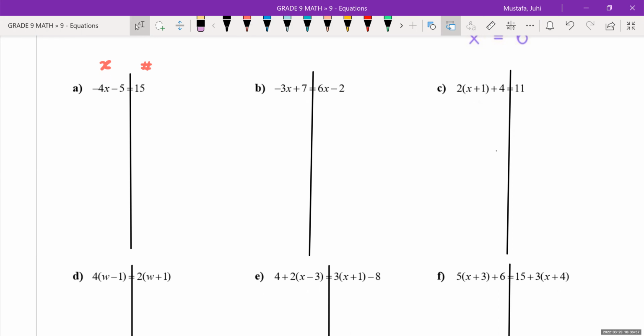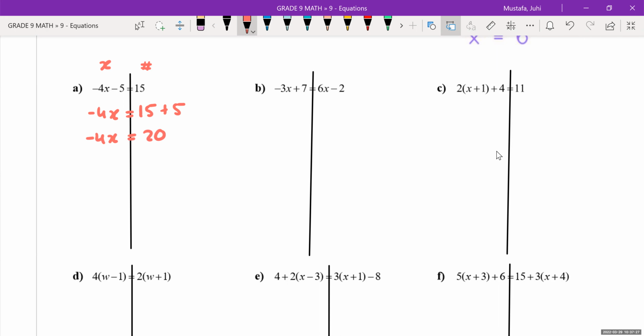I'm going to begin by moving the negative 5 to the other side. So I'm going to keep my negative 4x on this side, I'm going to keep my 15 on this side, and I'm going to move my negative 5 over, and it's going to become a positive 5. Now, I'm just going to solve as I go. I can't really do anything with the negative 4x right now, but I know what 15 plus 5 is. It's going to be just a 20.